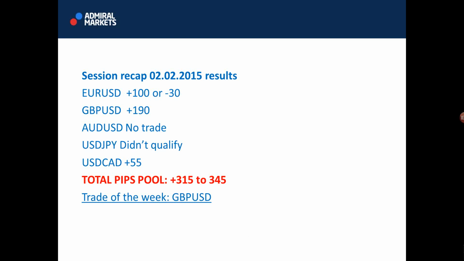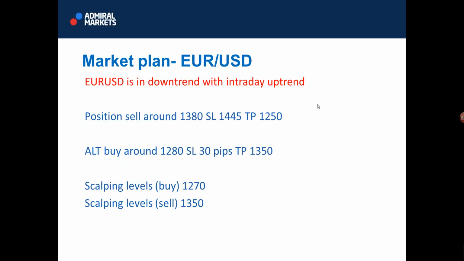Euro dollar, nice, but I got a stop loss on euro dollar. Also the trade was nice. GBP/USD was pretty much good. Australian dollar was definitely not a trade. Dollar yen didn't qualify. Dollar CAD 55 pips, so more than 300 pips combined. So I hope that you at least made 10% out of this, and it's perfectly fine because those are free pips.